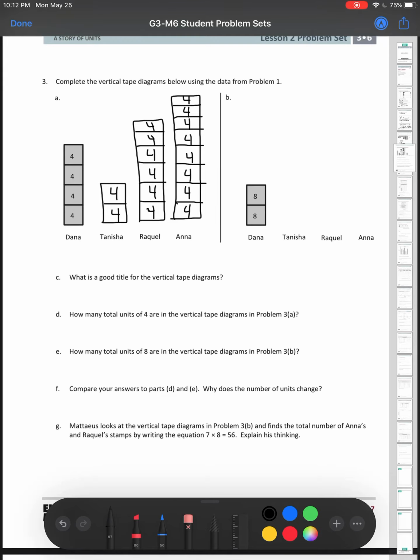Now notice on B, they took the same people, but now their tape diagrams have fewer boxes, but each box represents more. So for Dana, she had 16 total, and each box represented 4, but now she has only 2 boxes with 16, but each box represents 8. So they've doubled the amount in each box, but they've cut the amount of boxes in half. So for Tanisha, in order for her to get boxes of 8, she only needs 1 box of 8 because she had 2 boxes with 4 in each. For Raquel, she needs 3 boxes of 8.